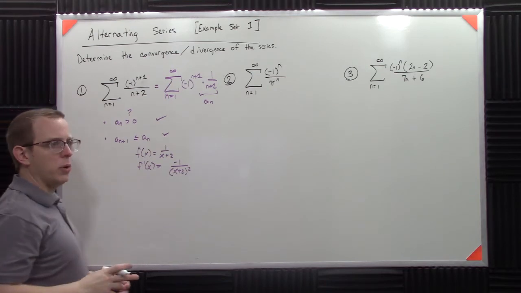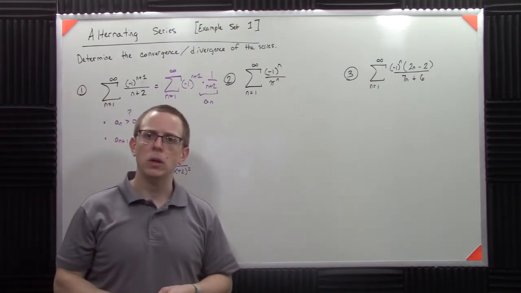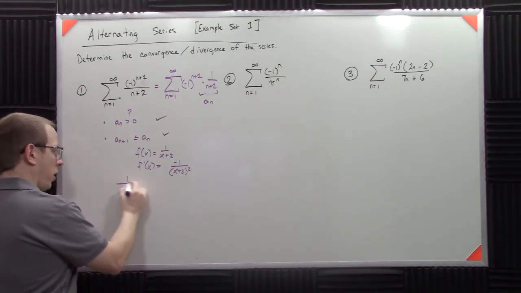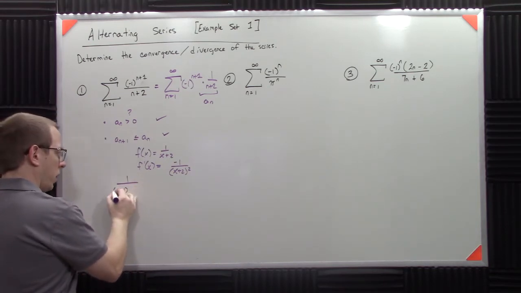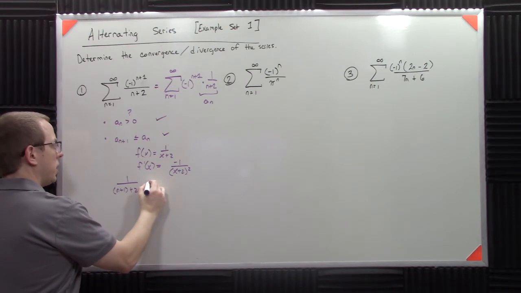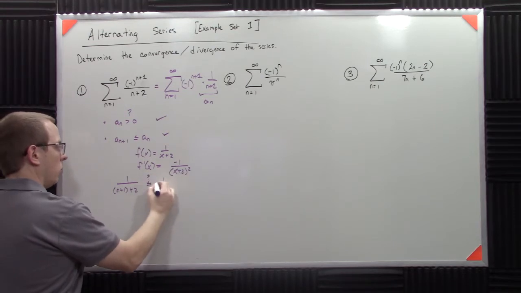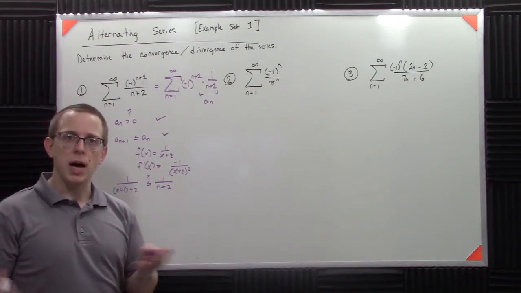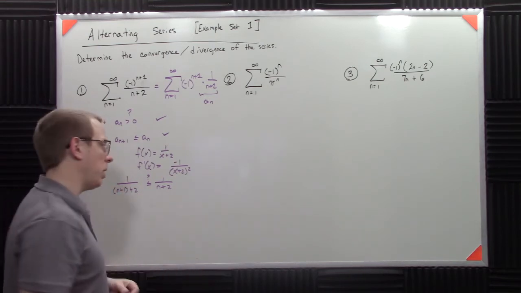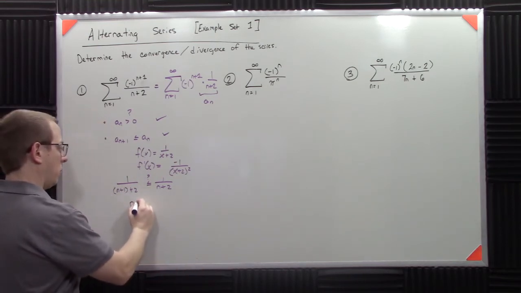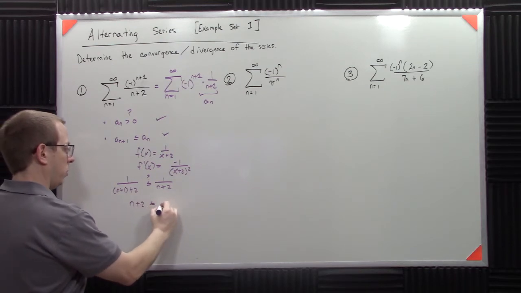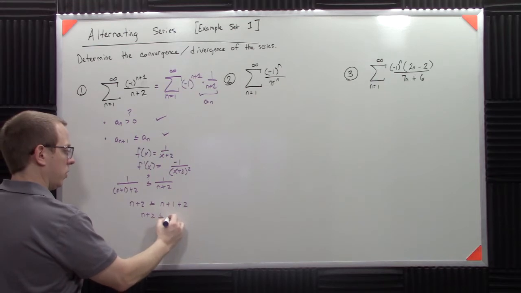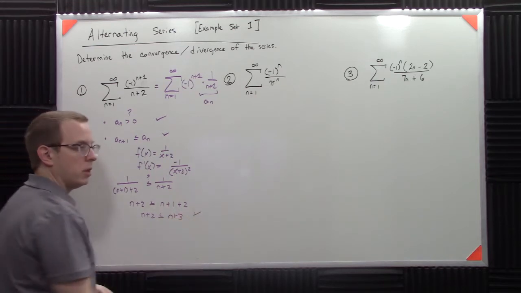The other way to do it is to be a little more specific. You have to say, is 1 over n plus 1 plus 2 less than or equal to 1 over n plus 2? Then you cross multiply, and you'd get n plus 2 is less than or equal to n plus 1 plus 2. So n plus 2 is less than or equal to n plus 3. So that's another way to do it.